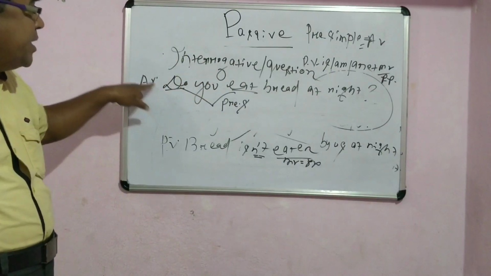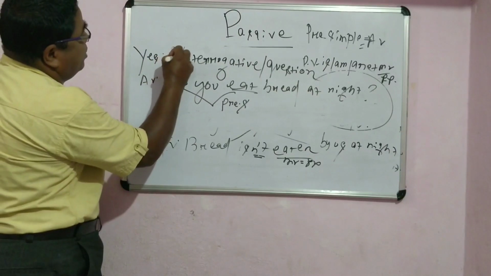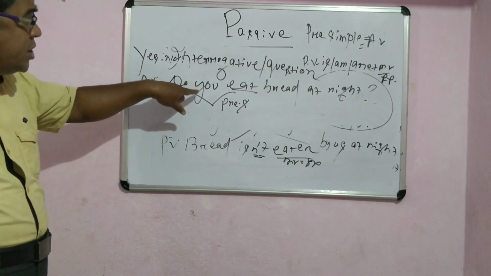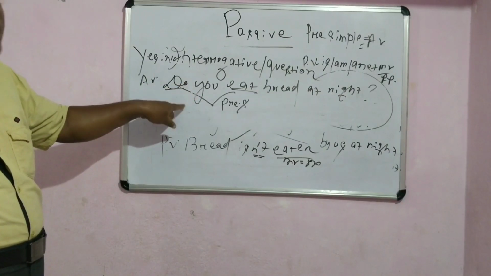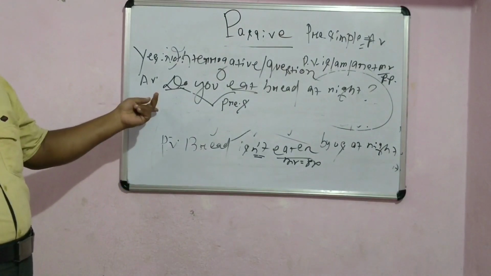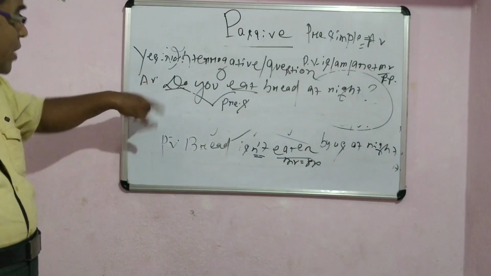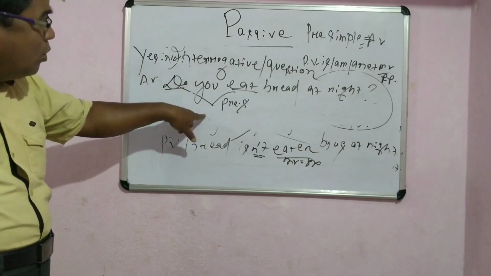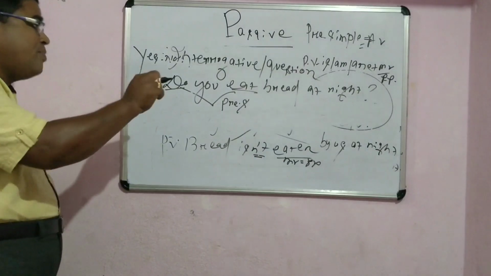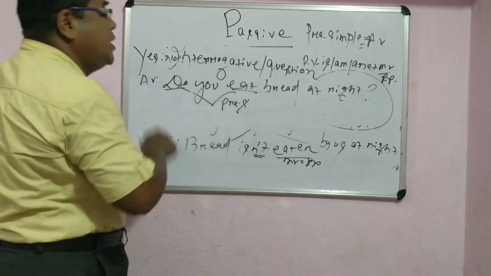What type of interrogative? It is called yes no interrogative. You can also write yes no interrogative or yes no questions. Why is it called yes no interrogative? Because if you put this question, your answer is limited to yes or no. If I ask you, do you eat bread at night? You can answer my question, yes, I eat, or no, I don't eat. That is why, because its answer comes either in yes or in no, it is called yes no interrogative.